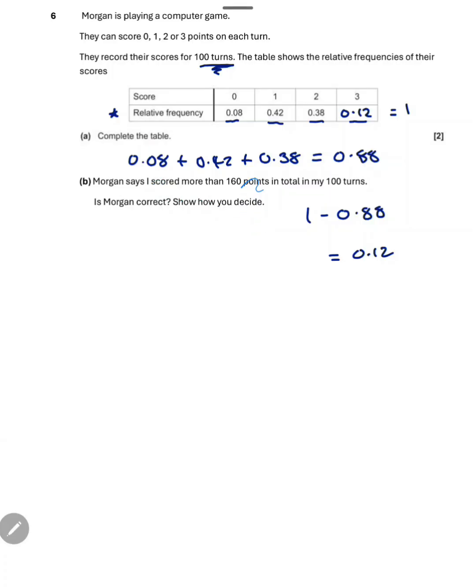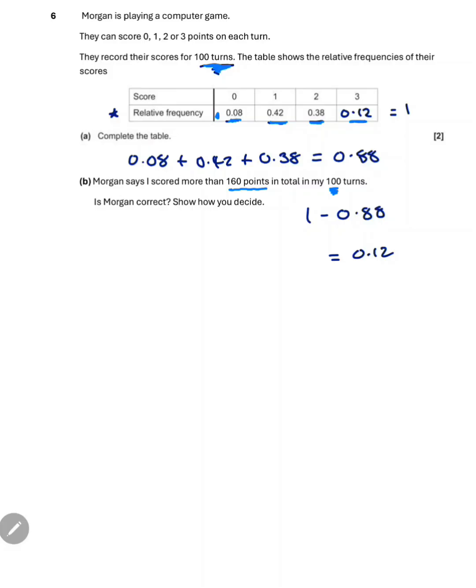Part B says my mate Morgan says he scores 160 points or more than 160 points in the 100 turns, and we need to know if they're correct or not. As I said earlier, relative frequencies are just probabilities. So imagine these were fractions, they'd be easier to understand. If, let's say, this fraction was a quarter, still a probability. What we'd say is a quarter of the time, a quarter of the 100 turns, we scored 0 points.